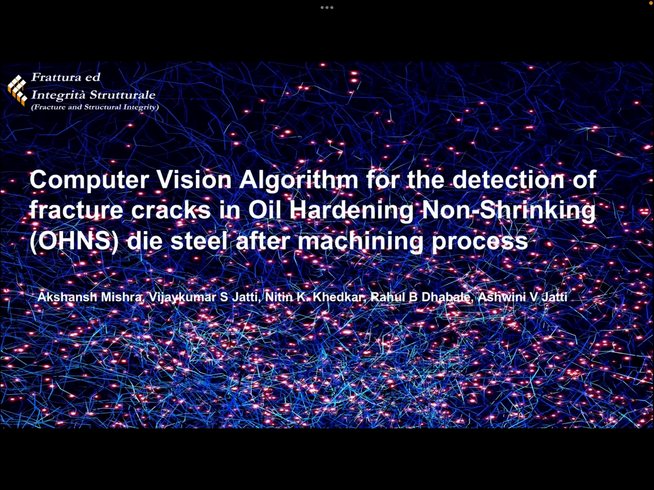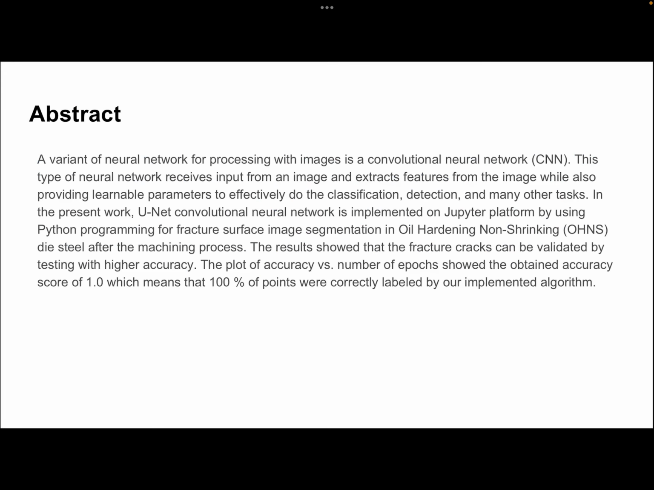So the title of our recent research work is Computer Vision Algorithm for the detection of fracture cracks in oil hardening, non-shrinking, die steel automachining process. In this work, we have employed a U-Net algorithm, which is a type of convolutional neural network, a variant of neural network for processing images. This type of neural network receives an input image and extracts features from the image while also providing learnable parameters to effectively do the classification.